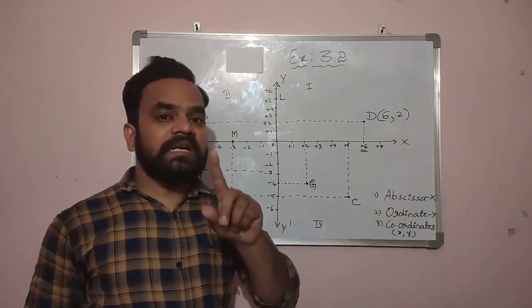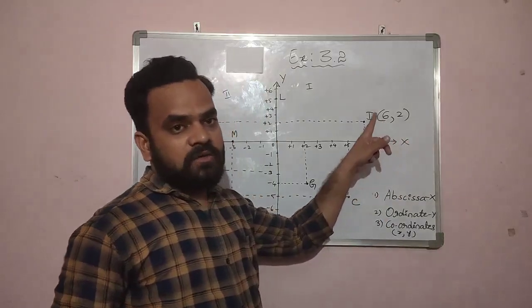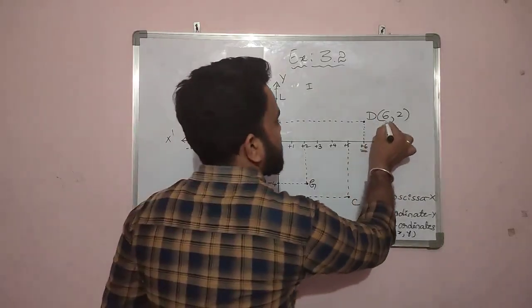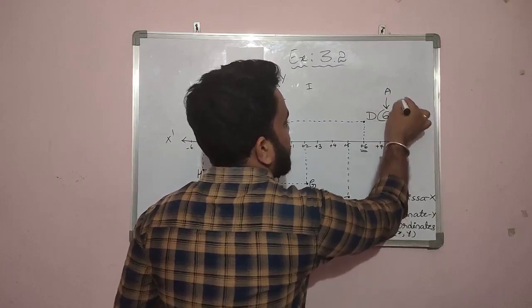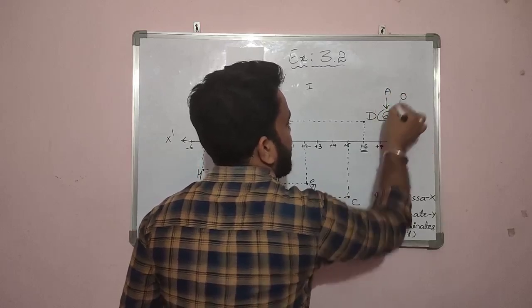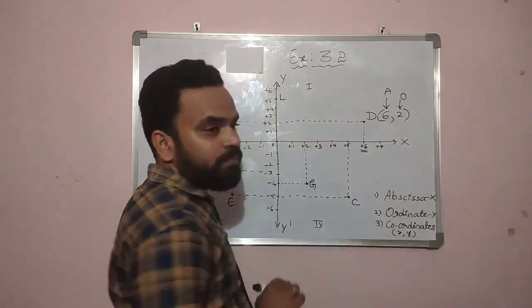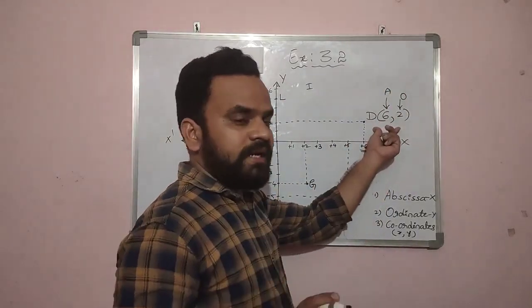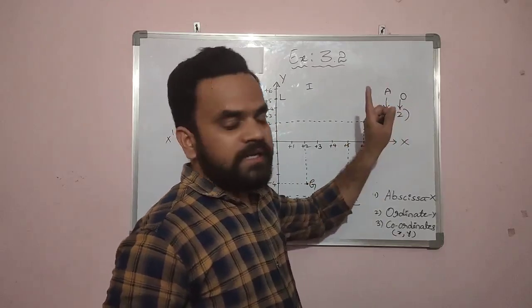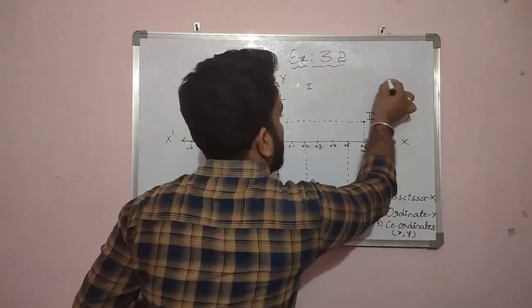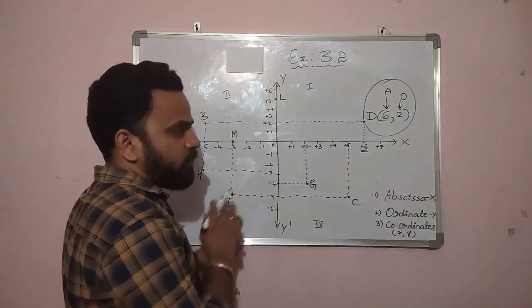If they are asking what is the abscissa of D point, abscissa means x coordinate, which is 6. This 6 is abscissa. And what is the ordinate? 2 is ordinate. What are the coordinates of point D? 6 comma 2. 6 comma 2 is the coordinate, 6 is abscissa, 2 is ordinate. In this similar way, I am going to explain all the alphabets. We just locate the points.